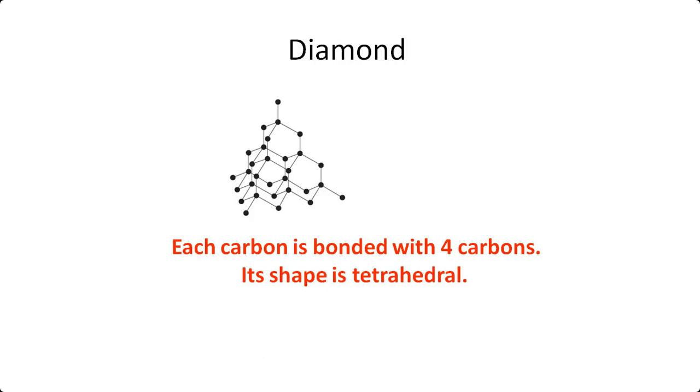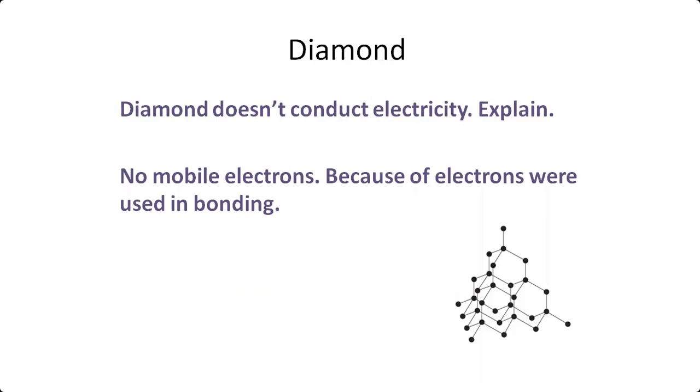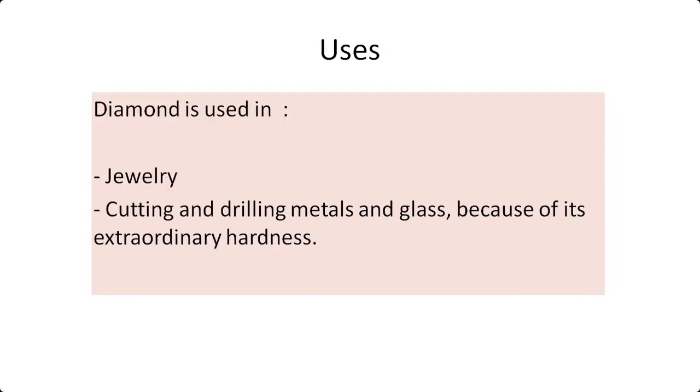For diamond, each carbon is bonded to 4 carbons, which means all of the electrons in the outer shell are used in bonding, so there are no free electrons in diamond, and that's why diamond never conducts electricity. As we told you before, all of the electrons were used in bonding, so there are no mobile or free electrons. Diamond is considered the hardest substance on the Earth's surface, so we can use it for cutting and drilling metals and glass because of its hardness, and another use is in jewelry.